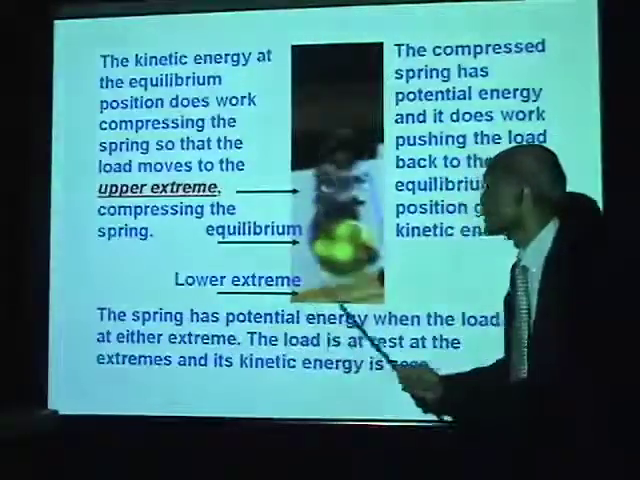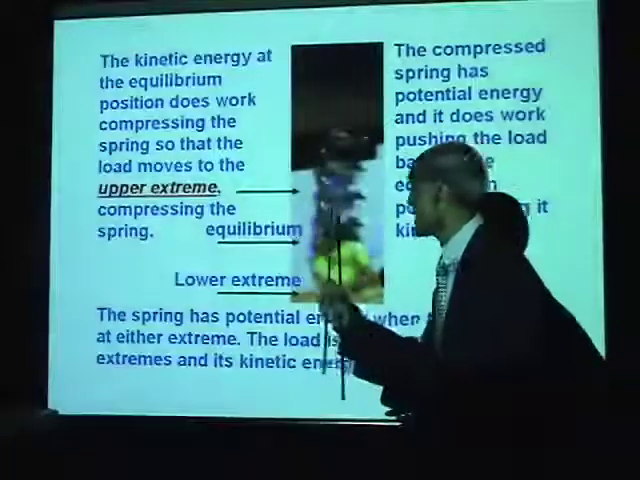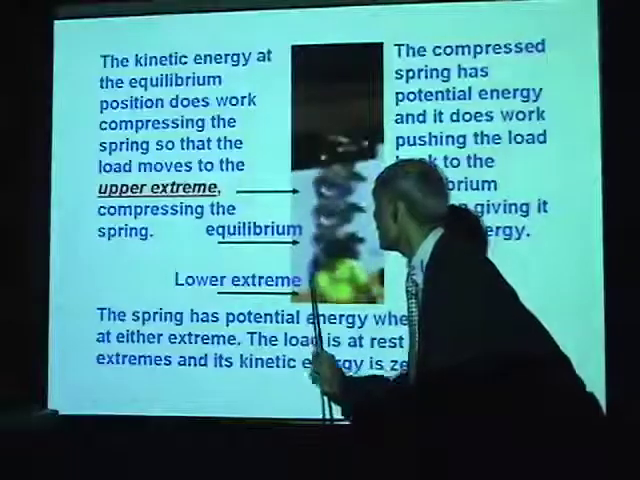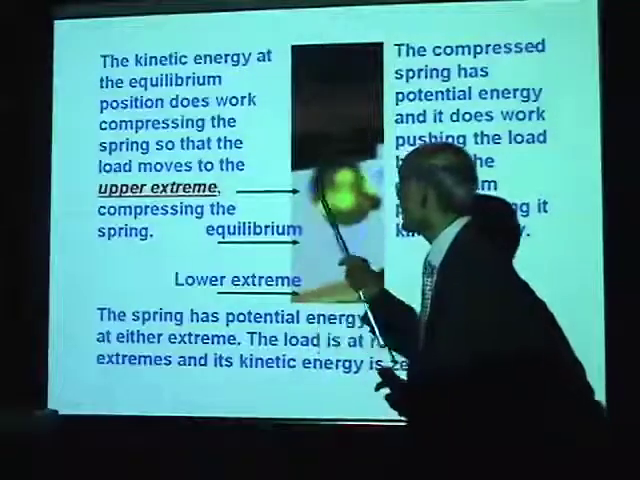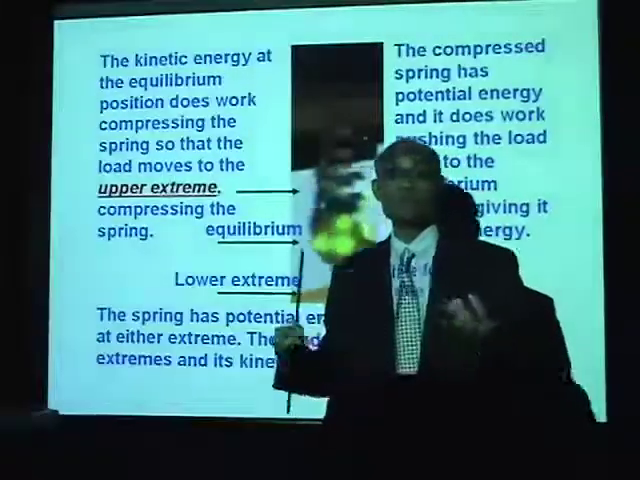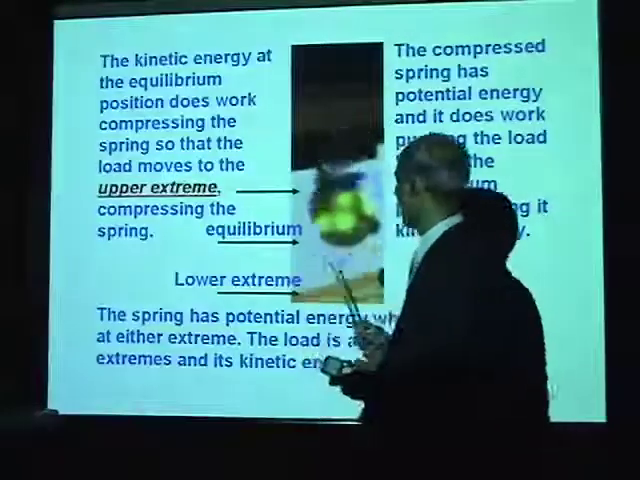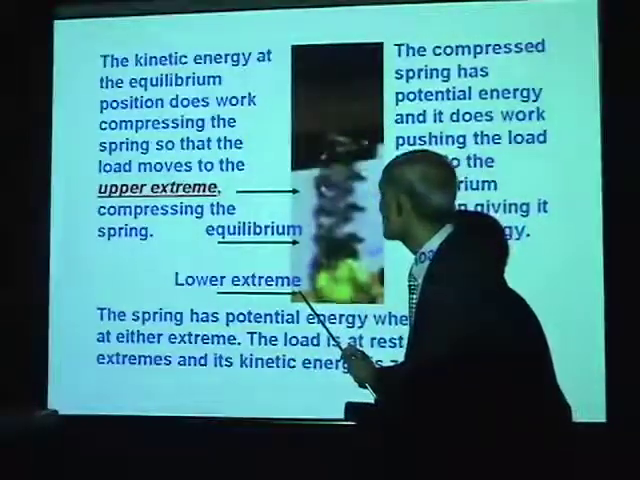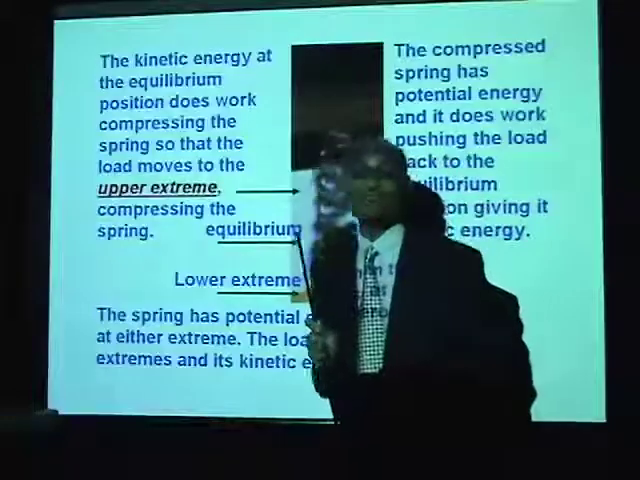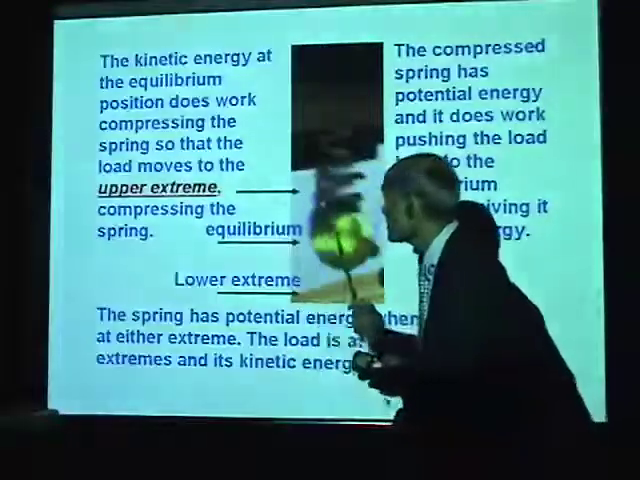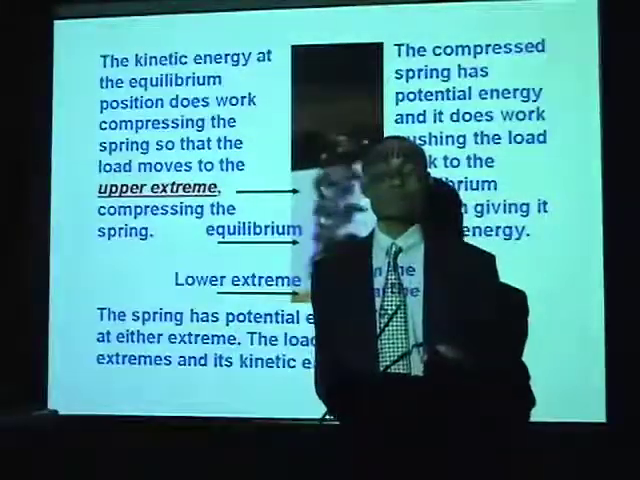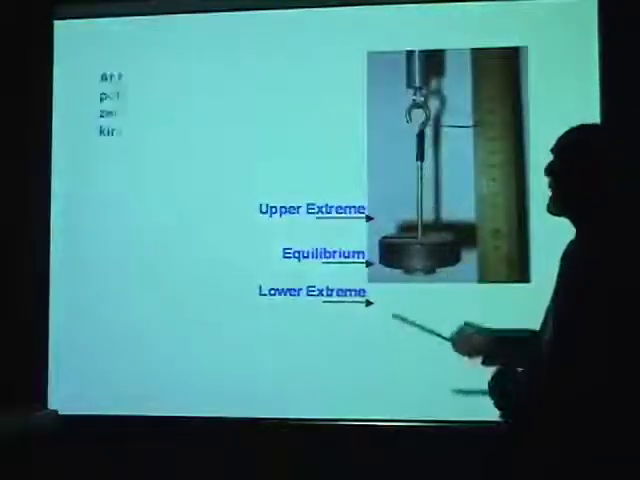So the spring has potential energy at which positions? It has maximum potential energy at the lower extreme and also at the upper extreme. And how about in between? Well, in between, it has both potential and kinetic energies. So, it has maximum potential energy at the lower extreme, maximum potential energy at the upper extreme, and all the energy is kinetic at the equilibrium position. And in between, it has energy that is a combination of the potential and the kinetic. So let's map that now.